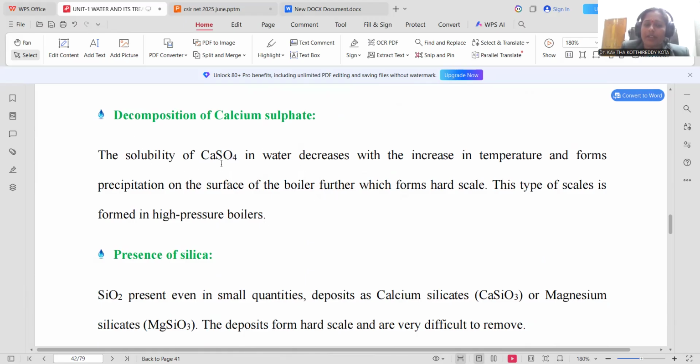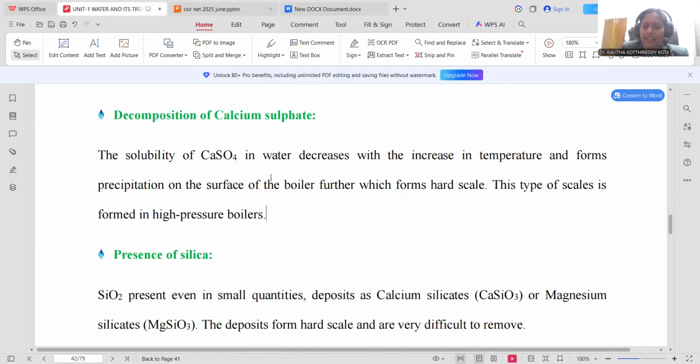There is a peculiarity for this calcium sulfate. The calcium sulfate solubility decreases by increasing the temperature. At normal temperature, calcium sulfate is a water soluble substance. As we are raising the temperature, calcium sulfate will be precipitated, its solubility being decreased at the higher temperature. So it is able to generate a film over the boiler, and it is a kind of scale formation.